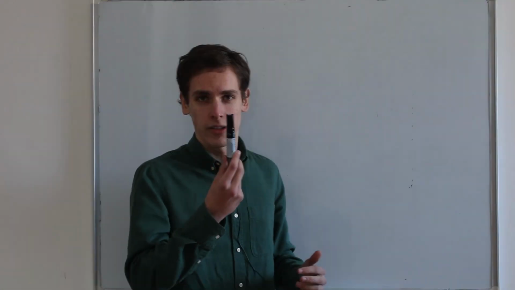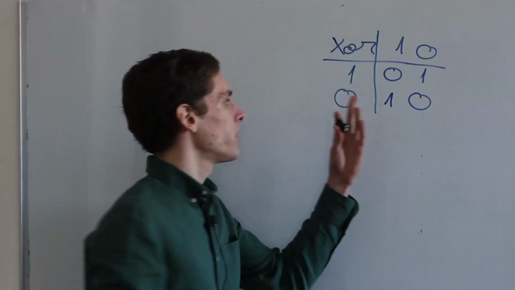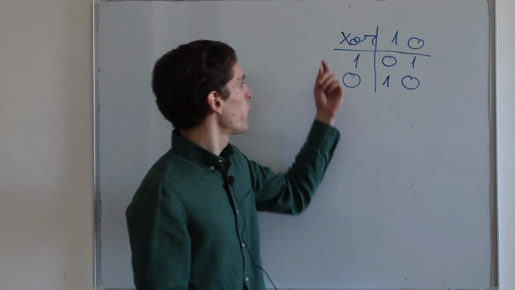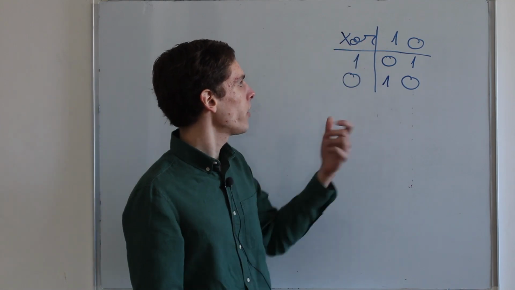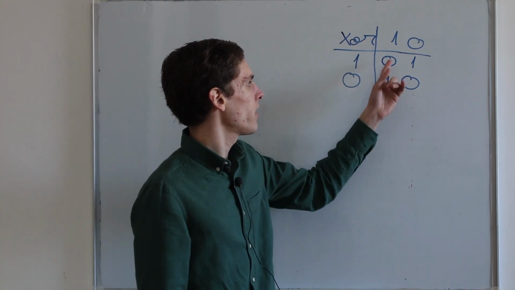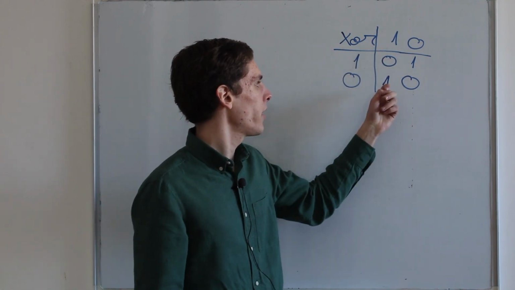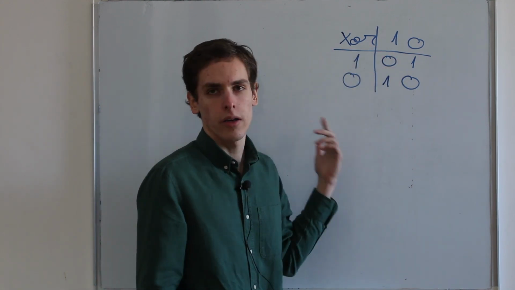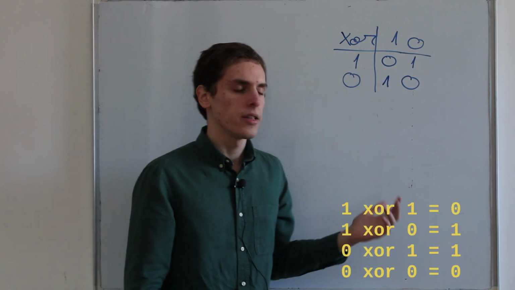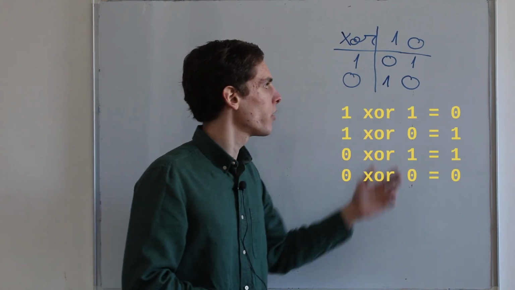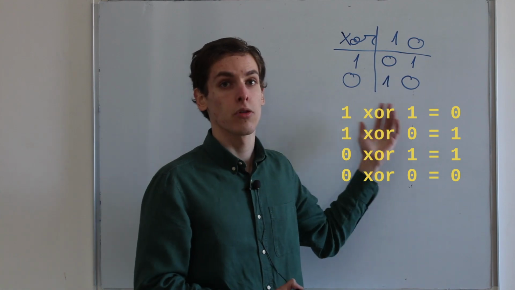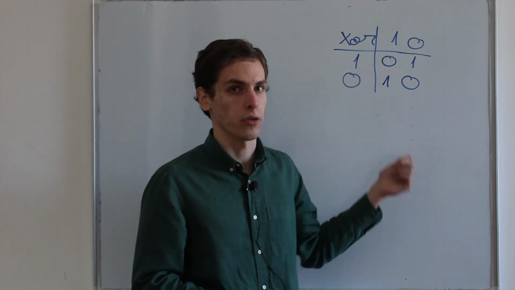But I only have one marker, so we're not going to use colors, we're going to use XOR. So this is a truth table for XOR, which means exclusive OR, and as you can see, it has a false or 0 when both of the inputs are the same, and 1 or true when one input does not match the other. This is very used in cryptography because it makes things look more random, it increases the entropy.